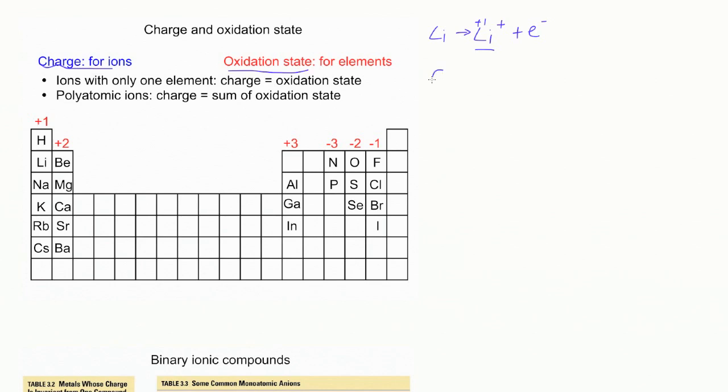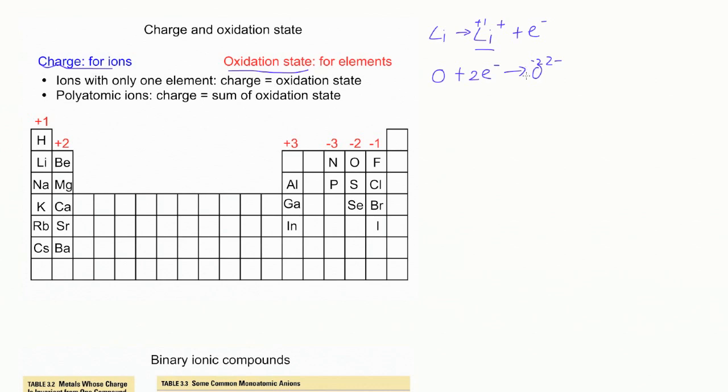And one more example: for oxygen, you usually get 2 electrons to get O2 minus. Now, the oxidation state for oxygen, because it gets 2 electrons, would be negative 2. This is how we refer to the oxidation state. We write the small number, either positive or negative, on top of the element symbol, and that is how we tell that it's the oxidation state.